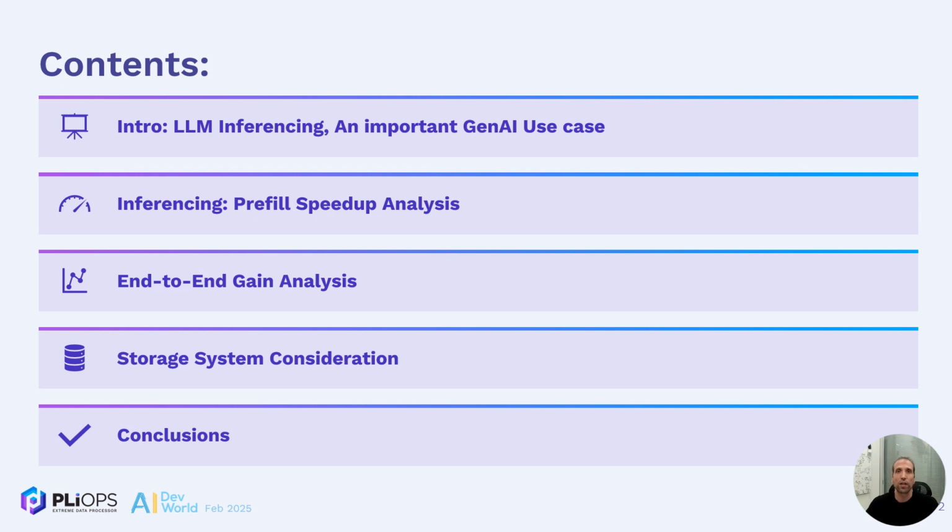So this session will cover, first, why KV cache offloading is increasingly relevant in LLM inferencing. Then I'll introduce a simple yet pretty accurate analysis for both prefill speedup and end-to-end gain. Along the way, I'll share some very interesting insights that emerge from this analysis. Finally, we'll discuss the implications for storage systems.